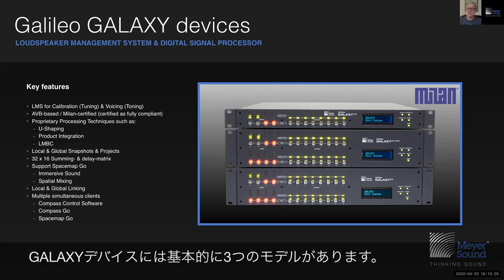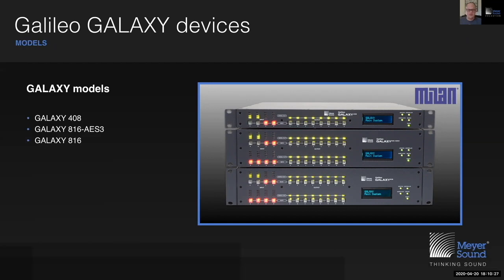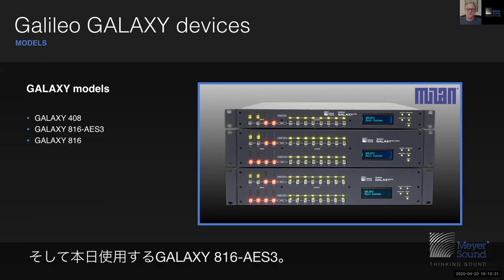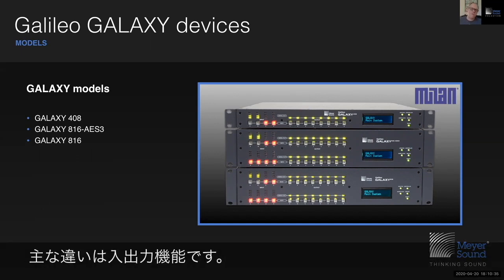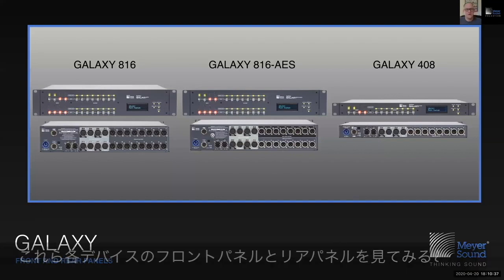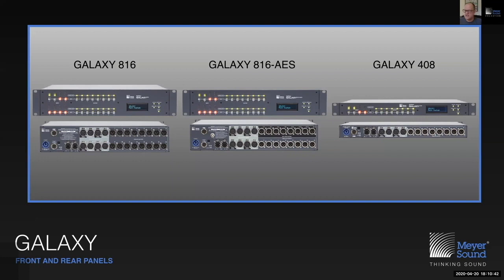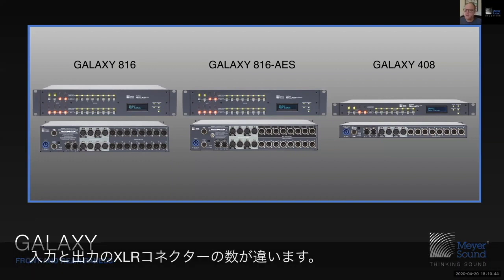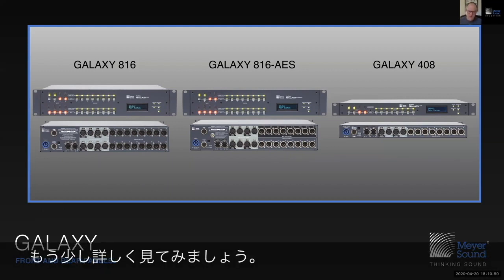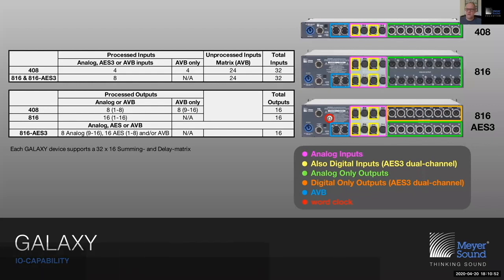Now all of these Galaxy devices come basically in three flavors. There's the so-called 408, there's the 816 AES3, which I will be using today, and then there's the Galaxy 816. The main differences are primarily I/O capabilities. Here we see the front and rear panels of each of these devices, and as you can see, judging by the number of input and output XLR connectors, it's primarily a difference in I/O capability. So let's look at that a little bit more in depth.